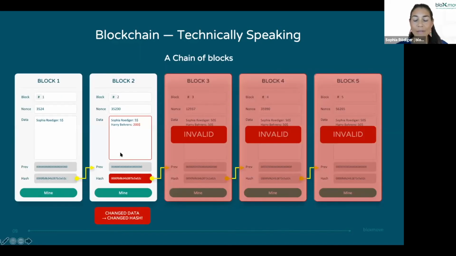Harry, I would never do that, but we have a few more questions. I would never fake it.